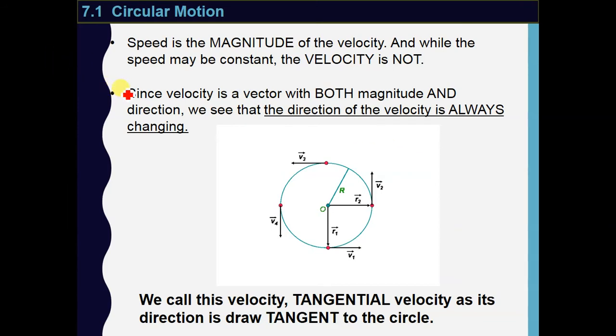Since velocity is a vector with both magnitude and direction, the direction of the velocity is always changing. So velocity is changing. What do we call this velocity? We call it tangential velocity, as its direction is always tangent to the circle. So if I give you an object and ask you to draw its velocity at this moment, you just bring a ruler and make it parallel to the circle at this point. Always the direction of the velocity of an object is tangent to the circular path.